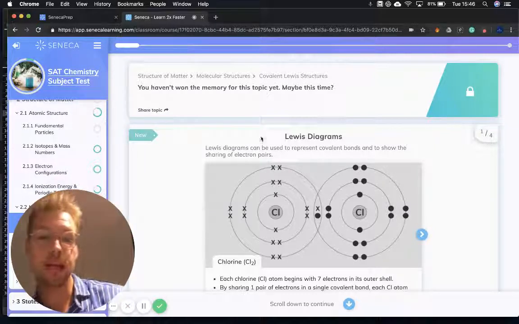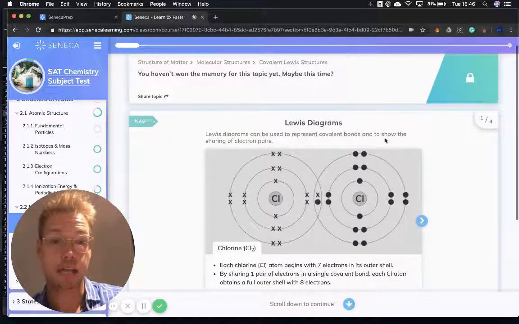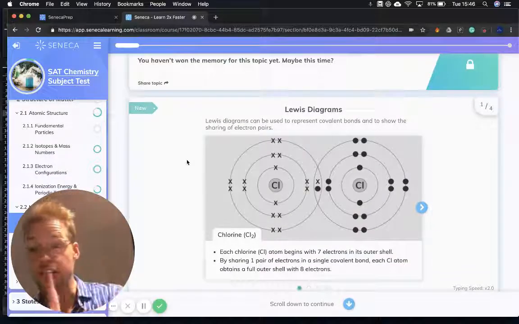What are they? Lewis diagrams can be used to represent covalent bonds and to show the sharing of a pair of electrons. Sharing is caring, okay?